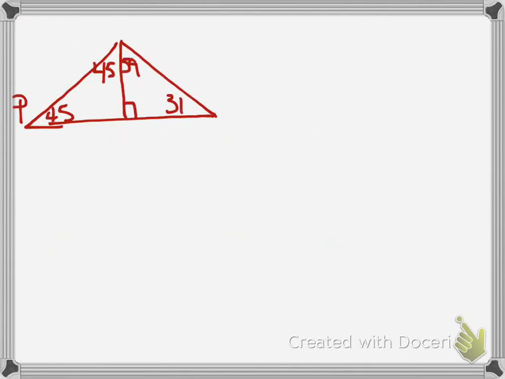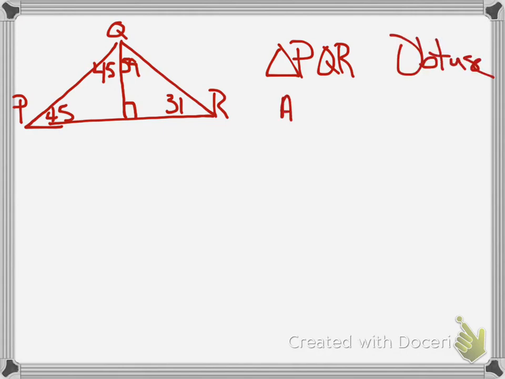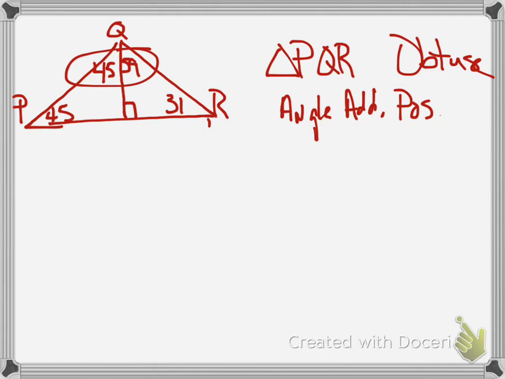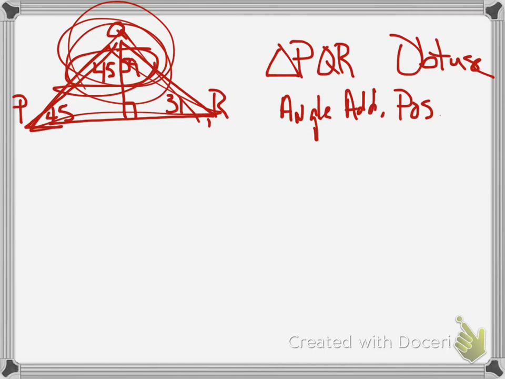Now, what about something like this? What if I were to ask you, what is PQR? Because of the angle addition postulate, this one is obtuse. The angle addition postulate allows me to add 45 and 59, which is going to add up to more than 90 degrees. So that angle right there, PQR, because you're looking at the whole big thing, is going to be bigger than 90 degrees, so this would be an obtuse triangle.